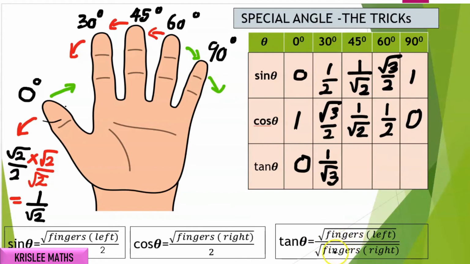So square root of 2 over square root of 2 will be 1. Next tangent 60. For tangent 60, square root of 3 over square root of 1. Simplify, you'll get square root of 3. Next, tangent 90. On the left you have 4 fingers, so square root of 4 over, on the right you do not have any fingers, therefore it is over square root of 0. Any number over 0 will give you an undefined value, therefore it is infinity.